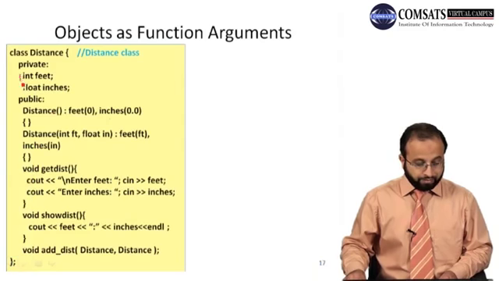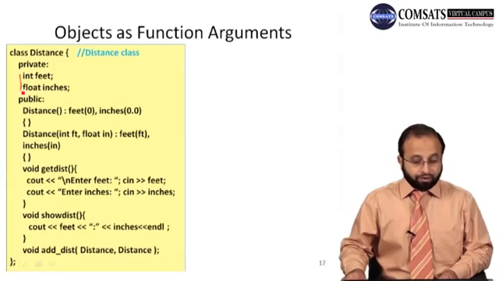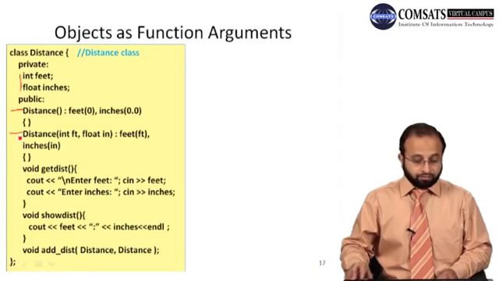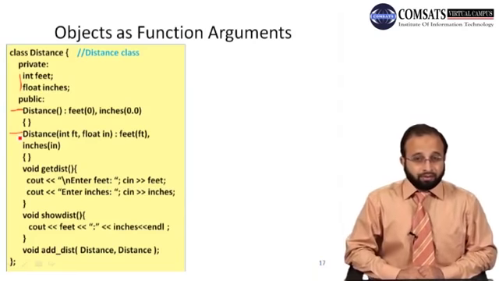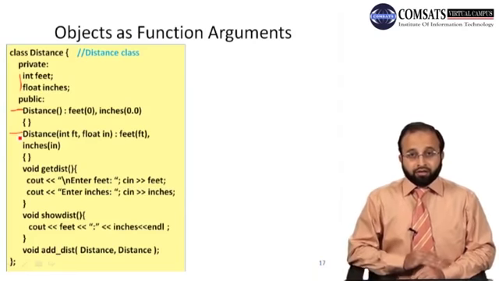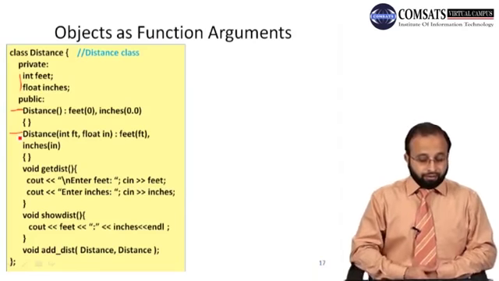So these are the two private data members of the class: float inches and integer feet. And then we have a default constructor. So this is the default constructor, and then we have a constructor with two arguments. So we can overload the constructor. This is called constructor overloading, the same way as you can do function overloading. We will see this thing.